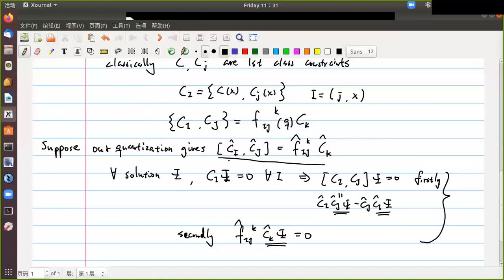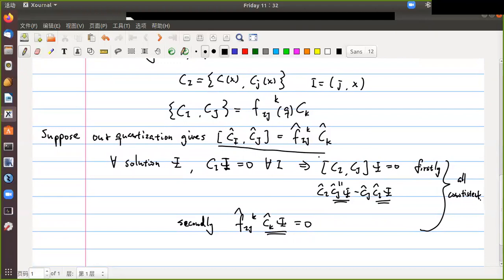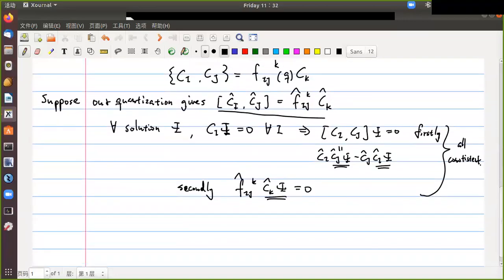Suppose our quantization gives the commutation relation between constraints satisfying this relation. This is just replacing the above classical constraint algebra by the operator version. If we let the left hand side of this equation operate on a solution of the constraint equation, it equals 0, and the right hand side acting on the solution also gives 0. So we got 0 equals 0, which is very much consistent. So this is all consistent. Suppose our quantization leads to this constraint algebra at the quantum level, then everything is fine. However, this expectation is too optimistic.